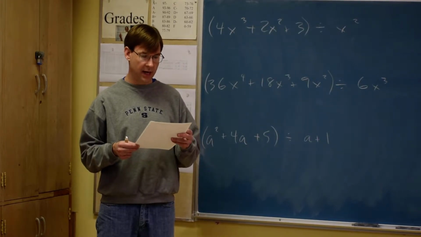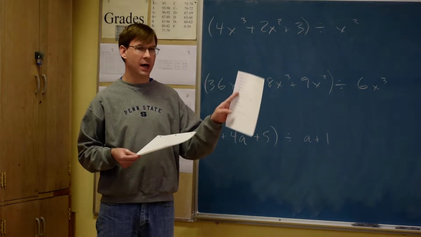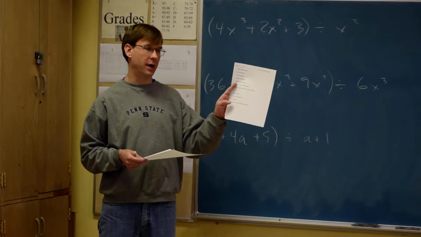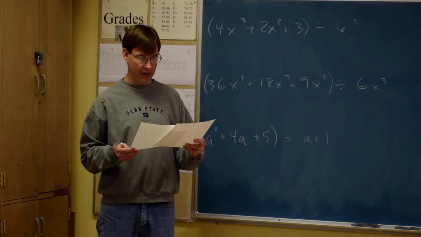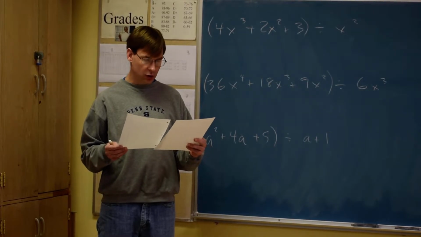Algebra 1, 8.7 is where we are. If you have the vocabulary paper, we filled in a little bit yesterday. We can fill in 2 more, 7 and 8 today. So there's 2 options today.